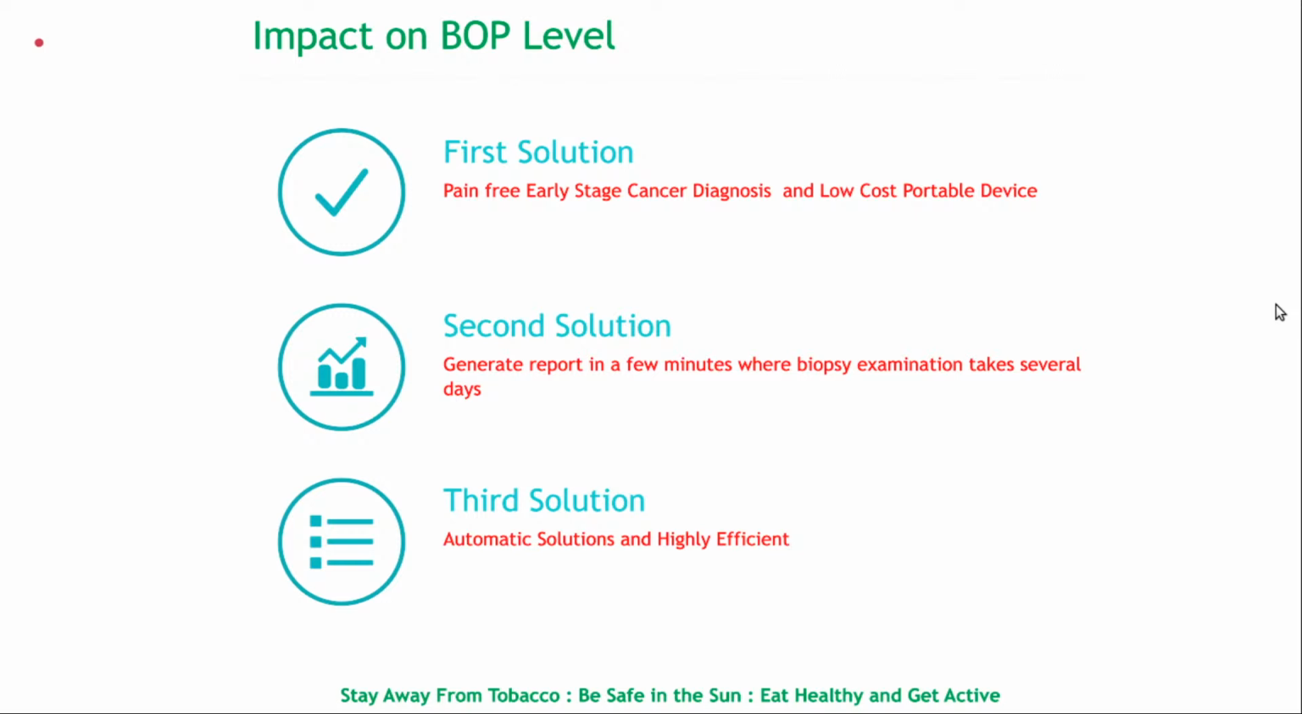So what are the solutions you are providing? Impact at the BOP level, bottom of pyramid level: pain-free early stage cancer diagnosis and a low-cost portable device. It generates reports within a few minutes, where biopsy requires several weeks to come up with the report. Look how we are matching the problem canvas and solution canvas that we discussed during the initiation of our talk, in philosophy development. This is our problem canvas, this is our solution canvas, and this solution we will provide to overcome them. And you see, with our science and technological development, how we are overcoming them. In the final stage, an automatic and highly efficient solution.